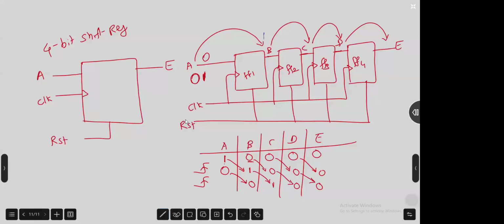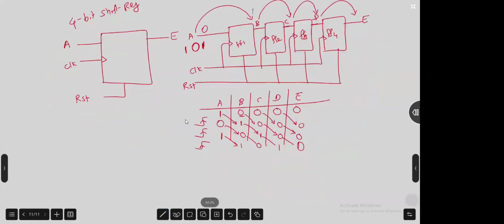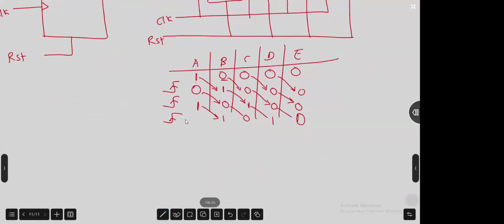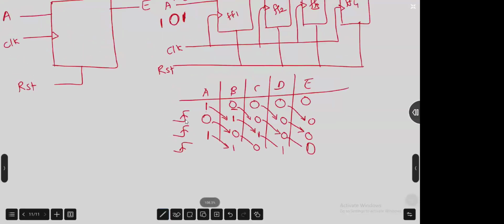Okay, at second rising edge. Let us assume my next bit is 1. The next bit at A is 1. So at rising edge, what happened? A का जो डेटा है वो जाना चाहिए B में, B का डेटा है C में, C का डेटा है D में, D का डेटा है E में. Clear? Okay. And what happened at fourth clock pulse? Fourth clock pulse में क्या होना चाहिए? Can anyone tell me?